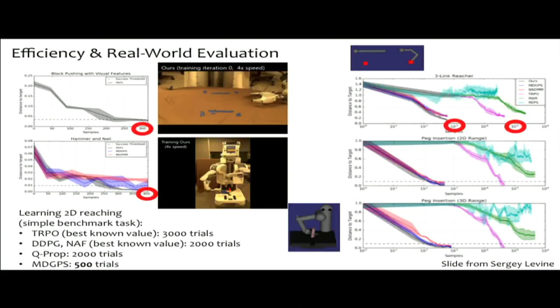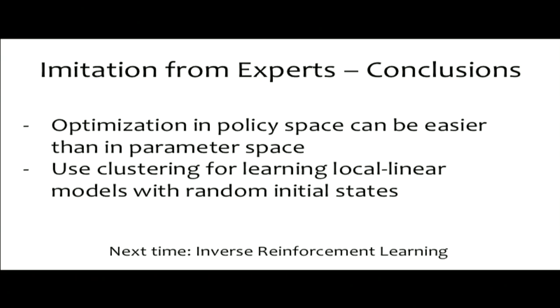Okay, I know that was fast, but we're out of time. Some conclusions: optimization in policy space can be easier than in parameter space, and we can use clustering to learn local linear models for random initial states where you can't deterministically reset in the environment.